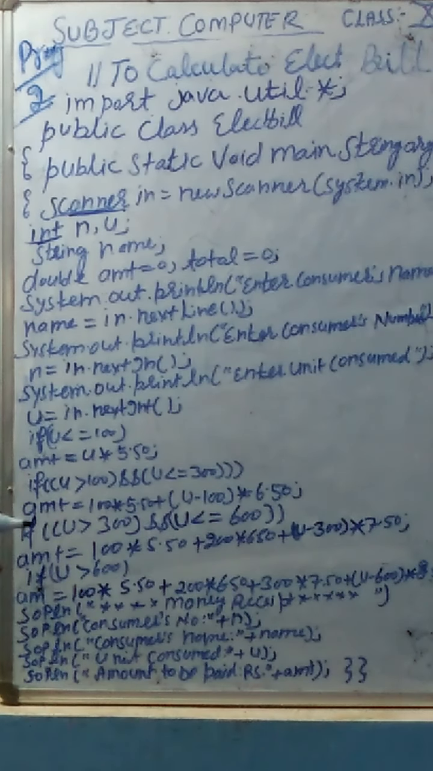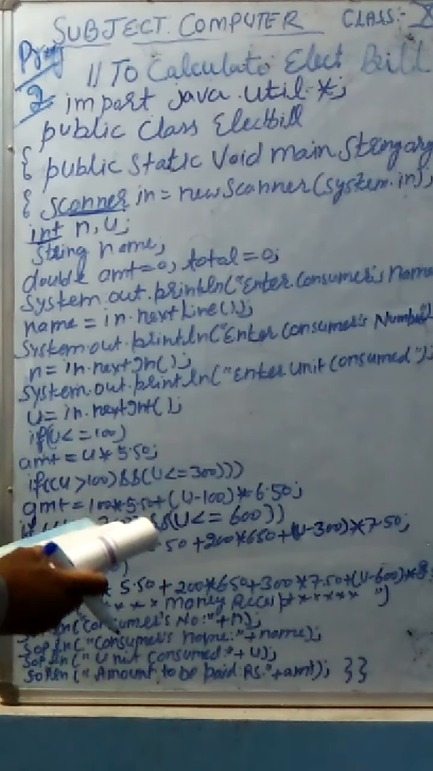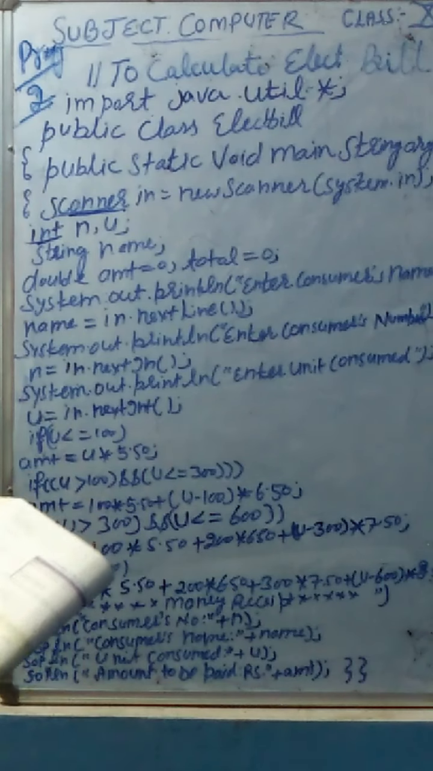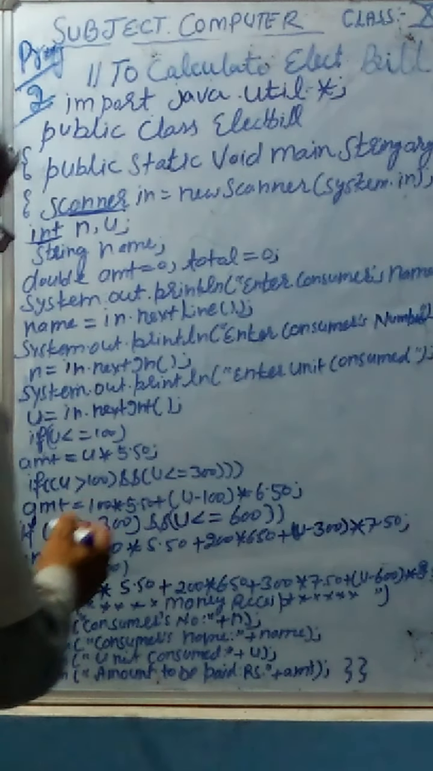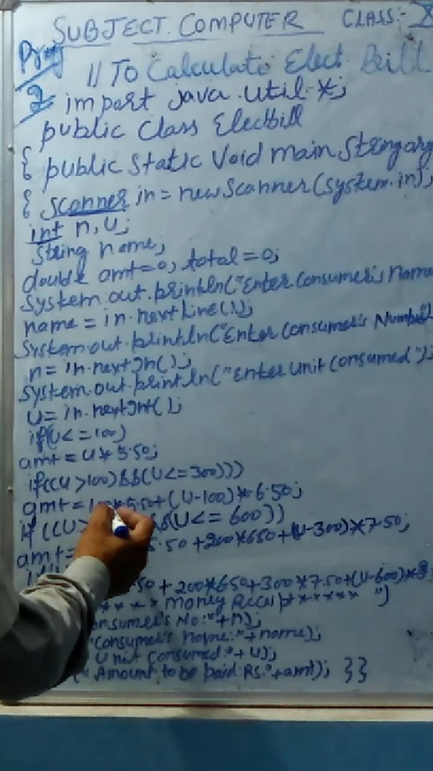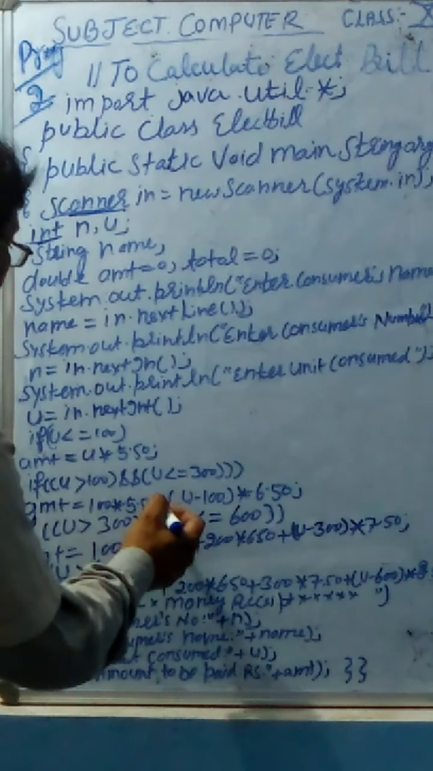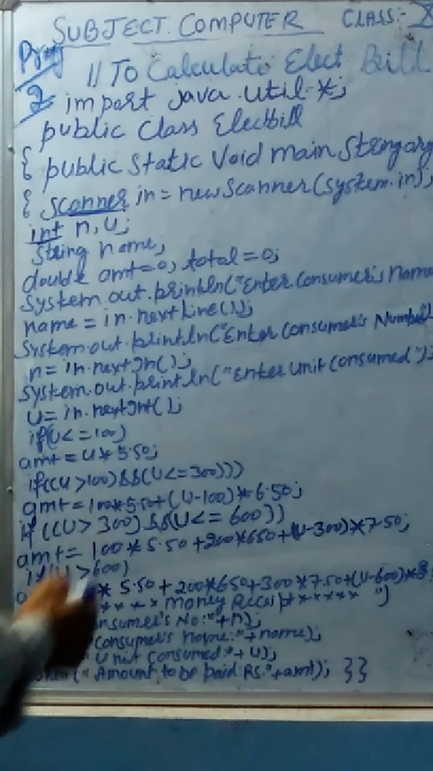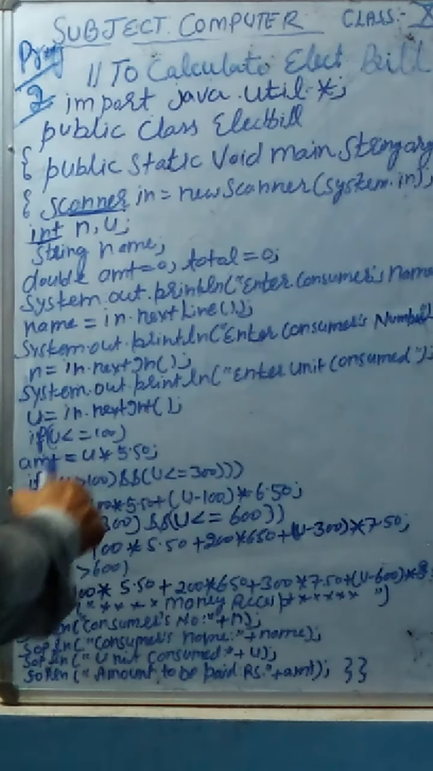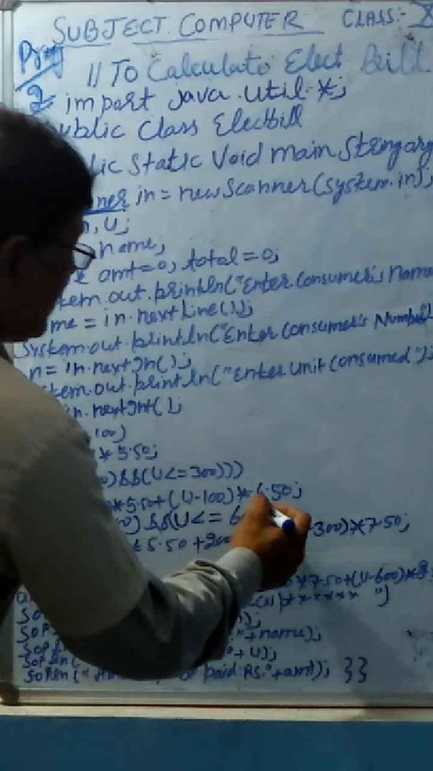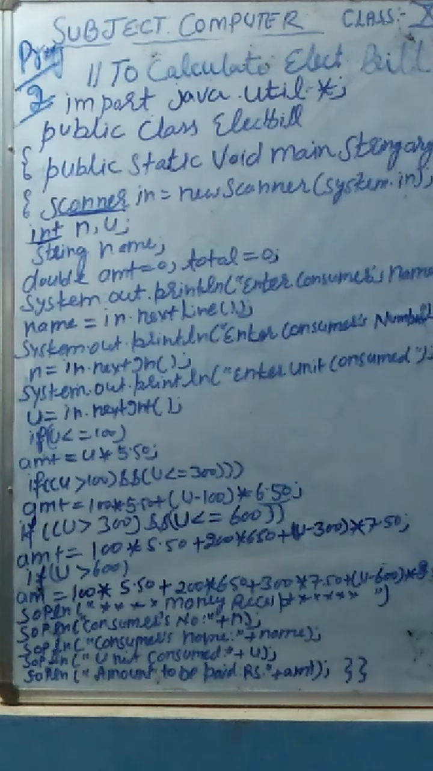and your question is given, suppose your unit for the next unit is 200. So then it will calculate the amount is equal to 100 multiply 5.50, and the unit, meaning 100 unit will be minus from the 200. So then it will multiply by 6.50. I have already explained.